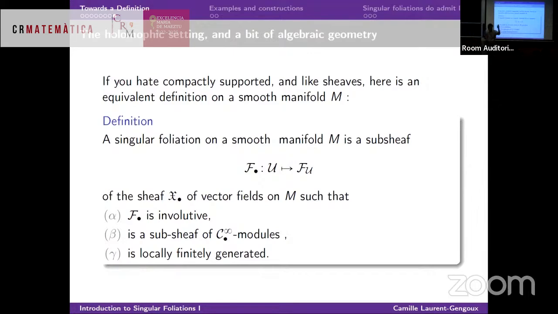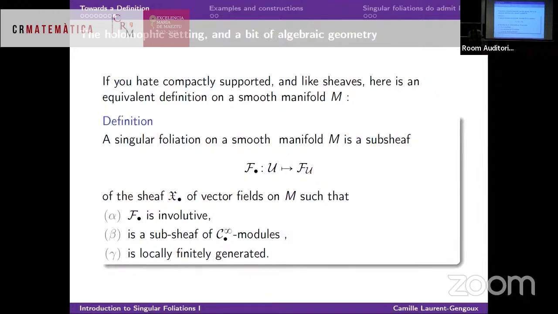which on each open set I have a bunch of vector fields. And same condition: involutive, it's a sheaf over the sheaf of smooth functions. I mean, you can multiply by any function on your open set, and it's locally finitely generated. Again, there is a snake hidden there. Locally finitely generated for sheaves, it's not that easy. When you have open subsets smaller and smaller that converge to a point, you don't want the number of generators to go to infinity.